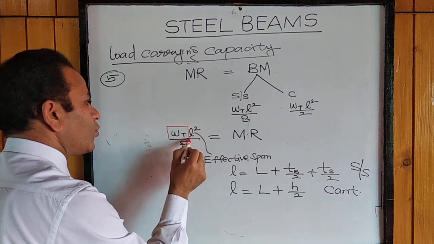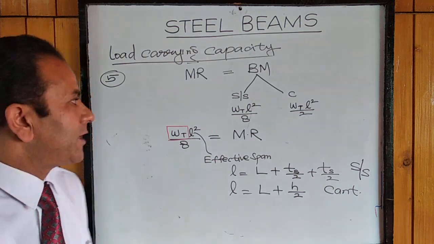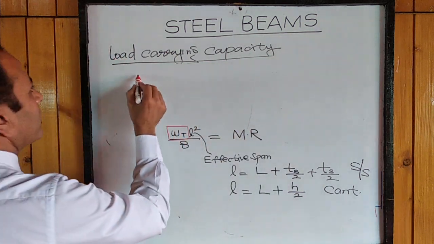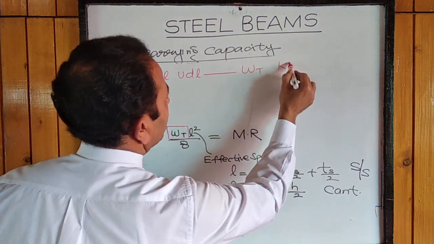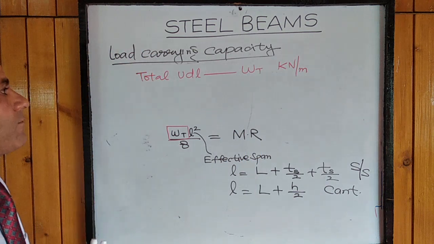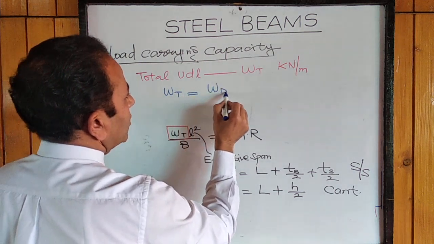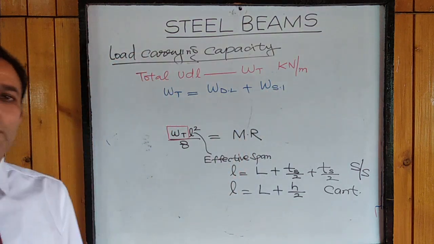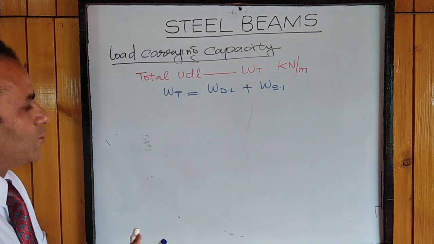We will come up with the total load which can be allowed to act over the beam in the form of the UDL. So after we get this total load, we now have the total UDL in the form of W T, so many kilonewton per meter, which we can allow, which we have calculated from this particular equation. Then this total load is basically the dead load plus the superimposed load or the live load acting on the beam. So this total load is the combination of dead and live load or the superimposed load.